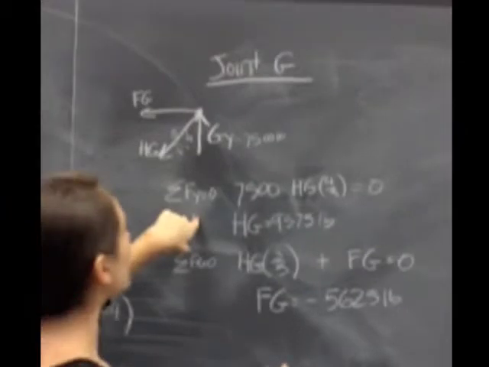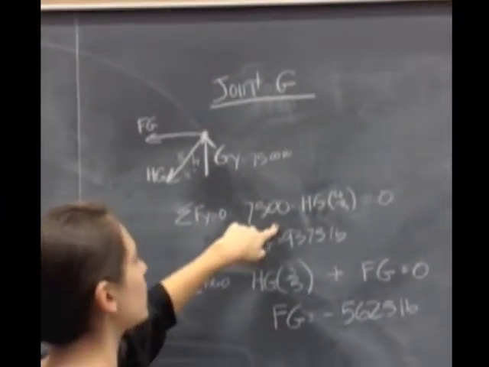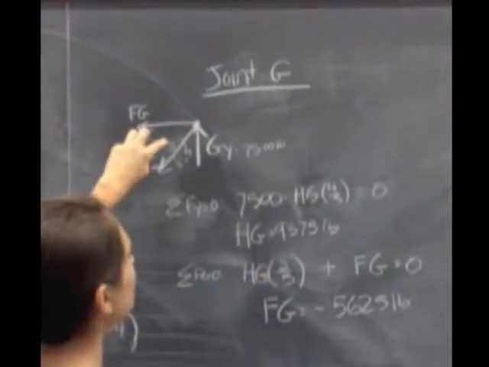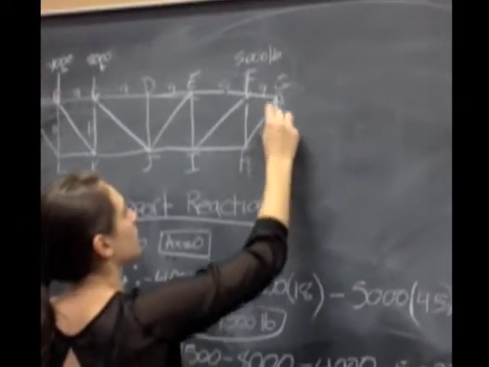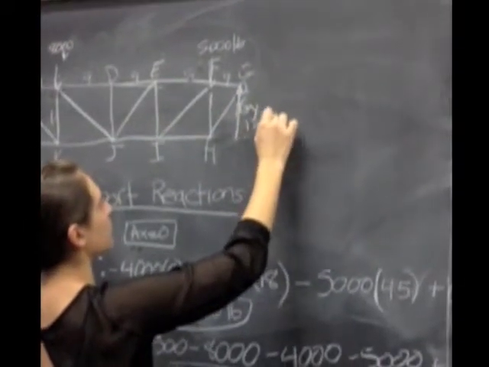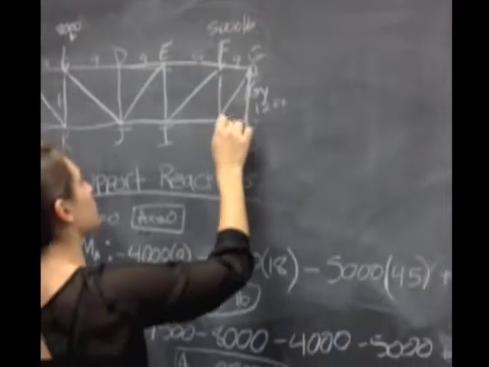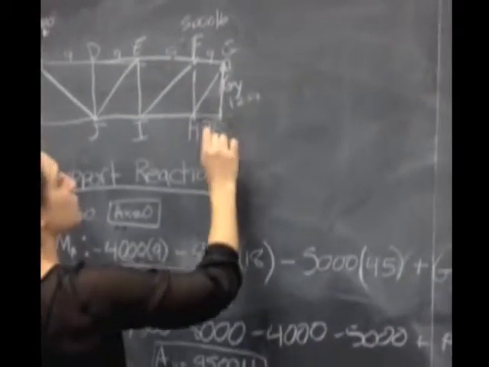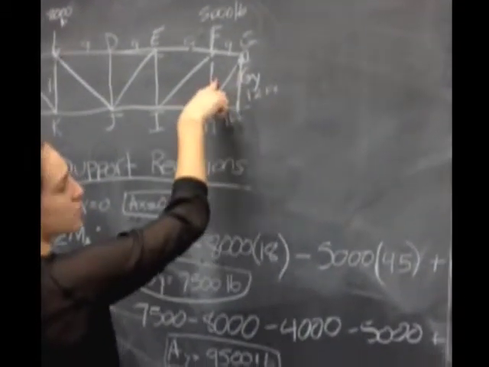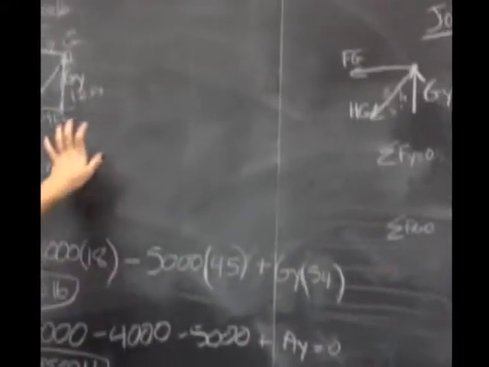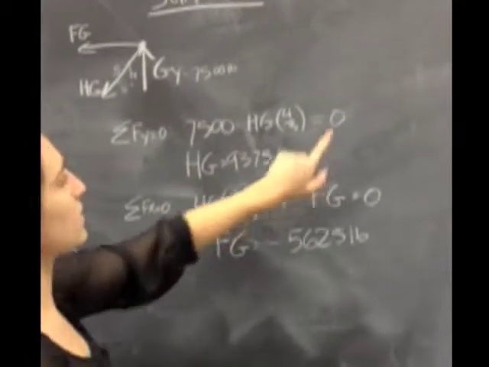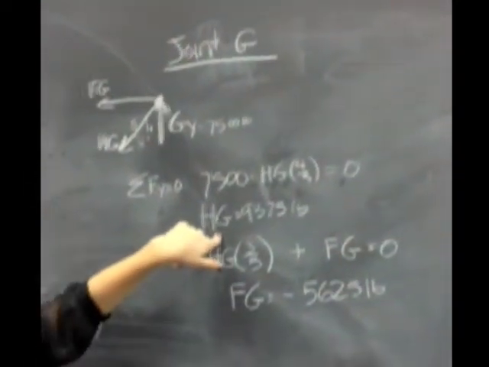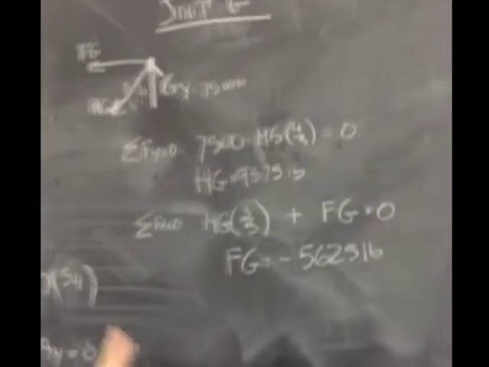So looking in the Y direction, you have GY, which is the 7,500 pounds, minus HG times 4 over 5. And I'll explain, we got that 4 over 5 because the vertical distance here was 12 feet, and the horizontal distance was 9 feet, which is basically a 3, 4, 5 triangle. So instead of using 9, 12, 15, we're just going to use 3, 4, 5. So back to here, you set that equal to 0. When you solve for it, HG comes out to 9,375 pounds.